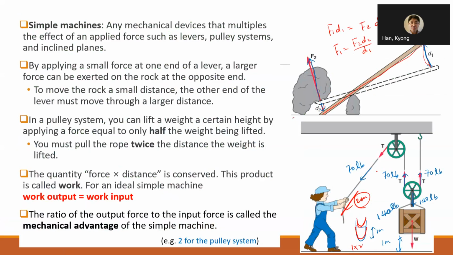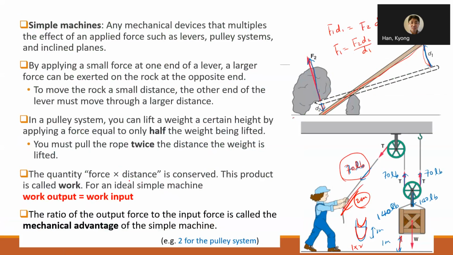But she can use only a small force, just half the force, to lift the crate. Then it's very similar. Here the distance is longer, but the force is small. But in this case the force is big, but the distance is short. You must pull the rope twice the distance the weight is lifted. The weight is lifted 1 meter, but she needs to pull 2 meters of rope.